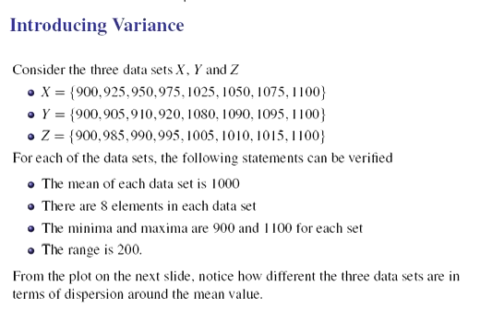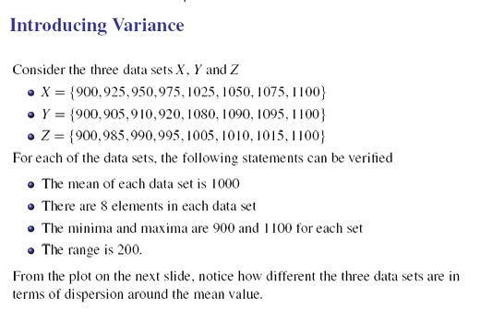Now, I'm going to introduce the idea of variance. This is a more complex measure of dispersion, but it's much more useful when compared against the mean. So what we have is three datasets here, and for each of these datasets, the following statements are true. The mean is 1000 for each dataset. There are 8 elements in each dataset. The maximum and minimum are 900 and 1100 for each dataset, and therefore the range is 200.